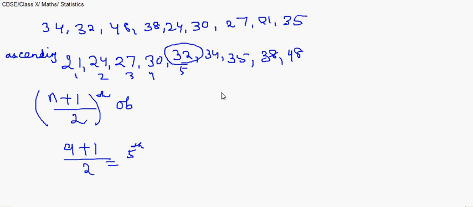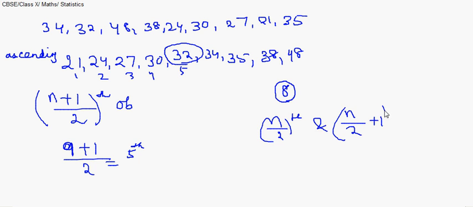But it's quite informative if I tell you, in case this was not 9 and the number of observations was an even number, maybe an 8, in that case how will we calculate the median? In that case we will take the n by 2th term and also the (n by 2 plus 1)th term, and whatever these two values are, we find the average or the mean of these two.